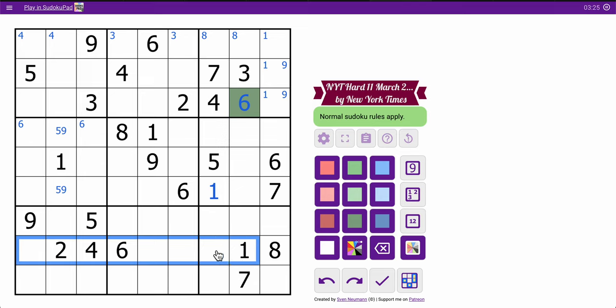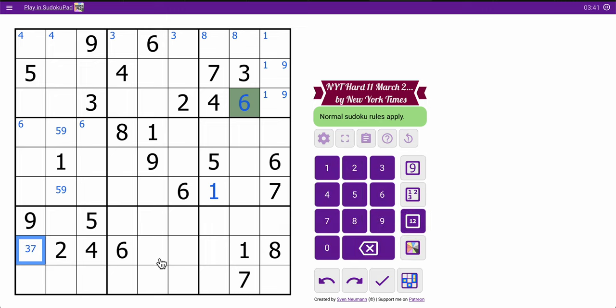Row 8 is interesting because I have all the even digits placed. So the remaining unfilled cells can only be odd digits and they can't be 1, so 3, 5, 7, 9 are left. This sees 5 and 9, so this is 3 or 7 only. This one sees 1 and 9, it's 3, 5, or 7. This one, I think, can be anything other than 1, and this one sees 1, 5, 7, so this is 3 or 9.